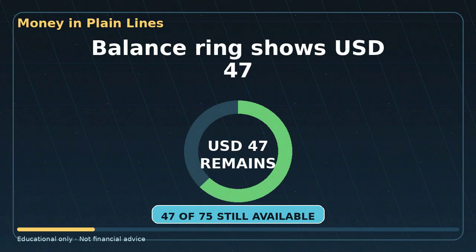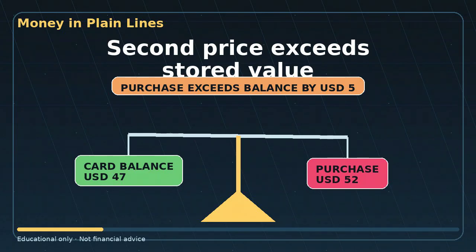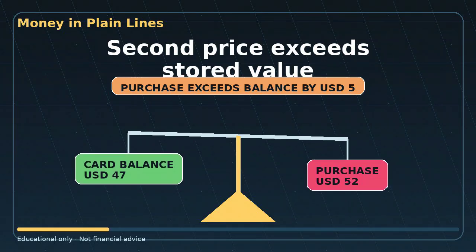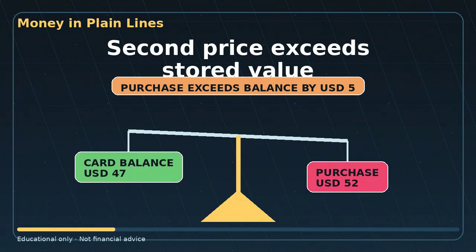A second fictional purchase costs $52. Comparing $47 with $52 reveals a $5 gap. The card does not suddenly regain its printed face value at checkout, so the second price exceeds the amount currently stored on it. For this example, the merchant allows split tender.